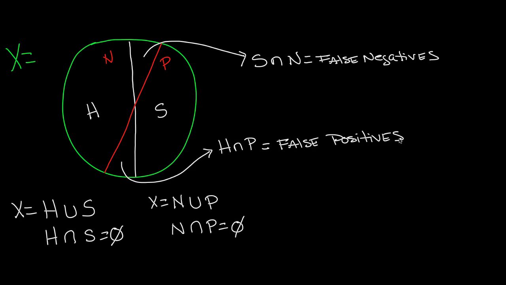Ideally, what you would like for a perfect test is for S intersect N and H intersect P to not be there. In a good enough world, you would like those little slivers to be really small compared to the rest. Okay, that concludes our video on Venn diagrams.